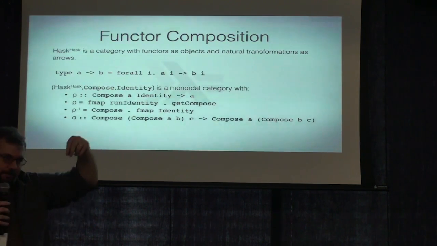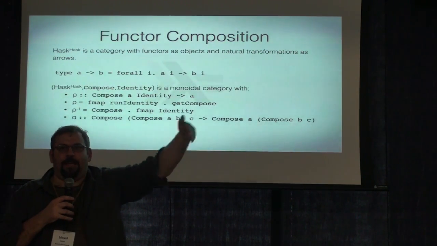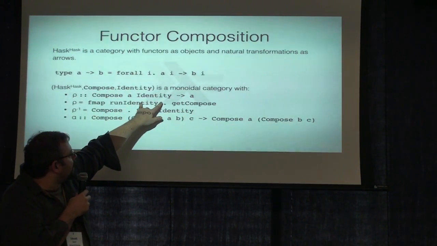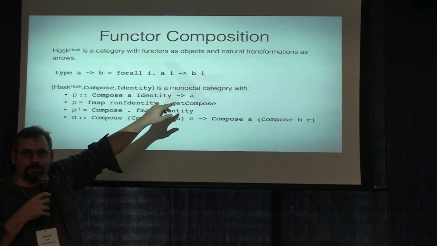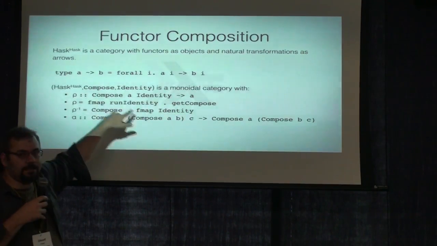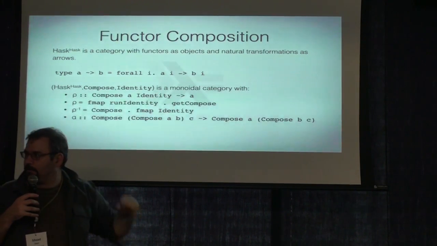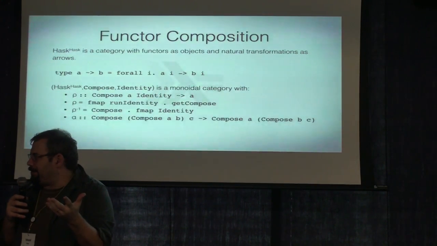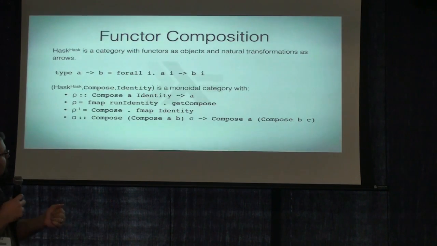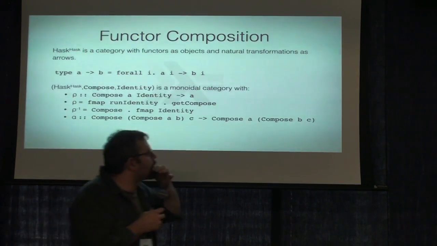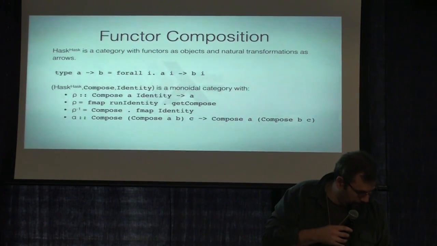Compose f g a is f of g of a. And then the identity functor acts as a unit for composition. We can put it on and take it off on either side of functor composition. And we gain and lose no information. Okay, and we can associate composition however we want. We can go from there.